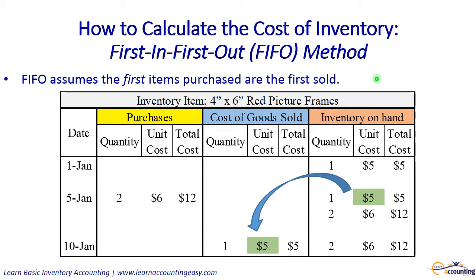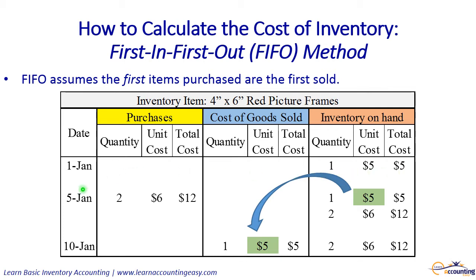So in this example, however, we're using 4x6 red picture frames, and we're going to start here at the top, January 1st, and we start with beginning inventory, a quantity of $5 for that frame, so we had a total cost of $5.